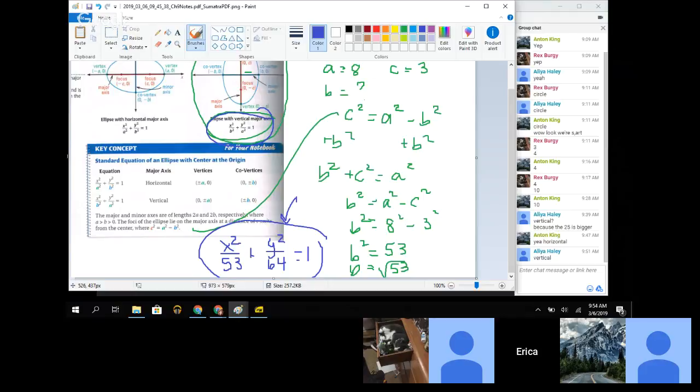Okay. So hopefully that helped make sense of what an ellipse is, how it relates to a circle, why we have this random b squared and a squared, and why it's in this form.